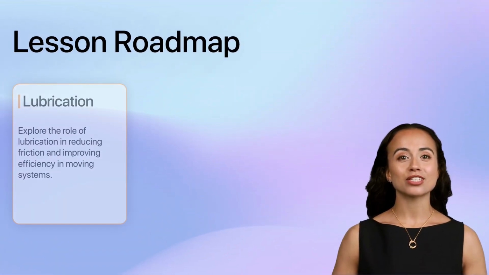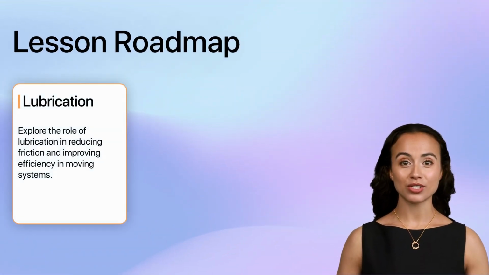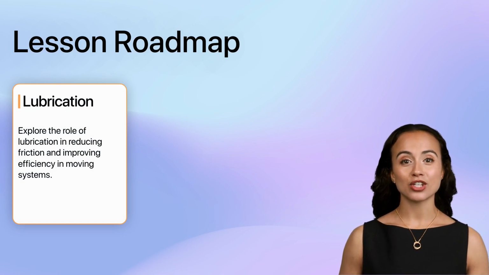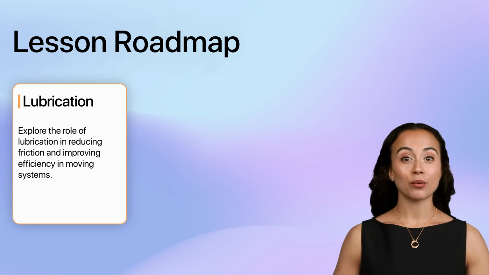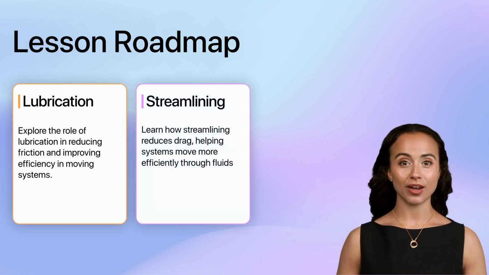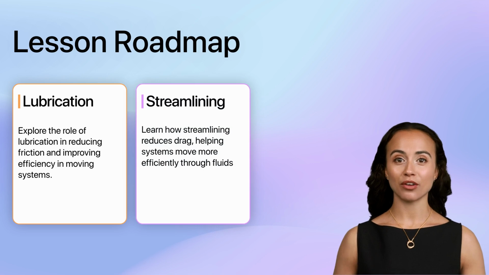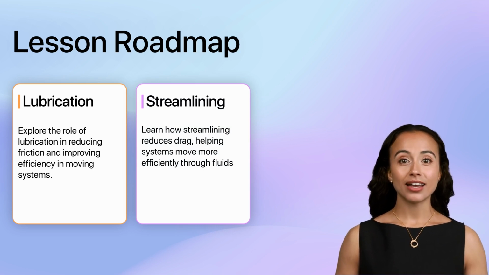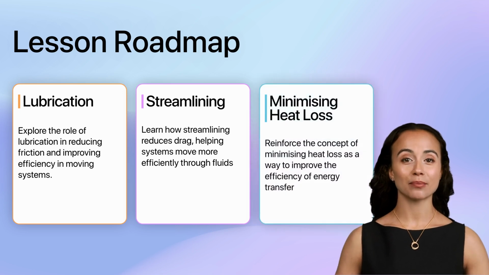Today, we will firstly explore the role of lubrication in reducing friction and improving efficiency in moving systems. Then we will learn how streamlining reduces drag, helping systems move more efficiently through fluids. Finally, we will reinforce the concept of minimizing heat loss as a way to improve the efficiency of energy transfer.